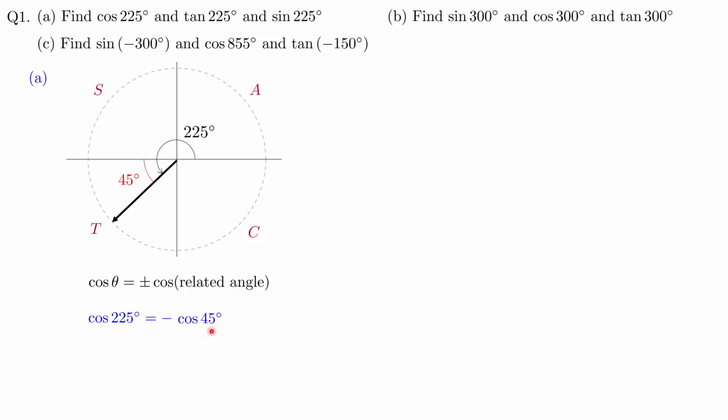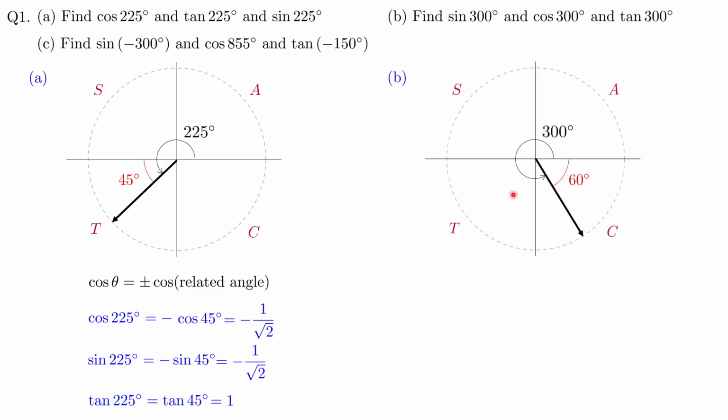Okay, so our related angle is 45. And cos 45 is 1 over root 2. So negative 1 over root 2 overall. That's cosine done. Let's look at sine. Of course, the related angle stays the same, but in the T quadrant, sine is also negative overall. It's the same answer for sine. Now for tan, tan is the one that's finally positive, and tan 45 is 1. So the gradient of this arrow here is a gradient of 1. And this is the y-coordinate, which is what sine figures out.